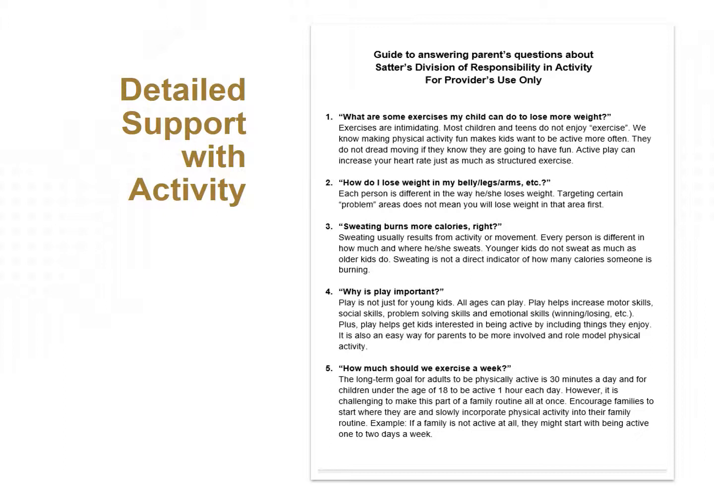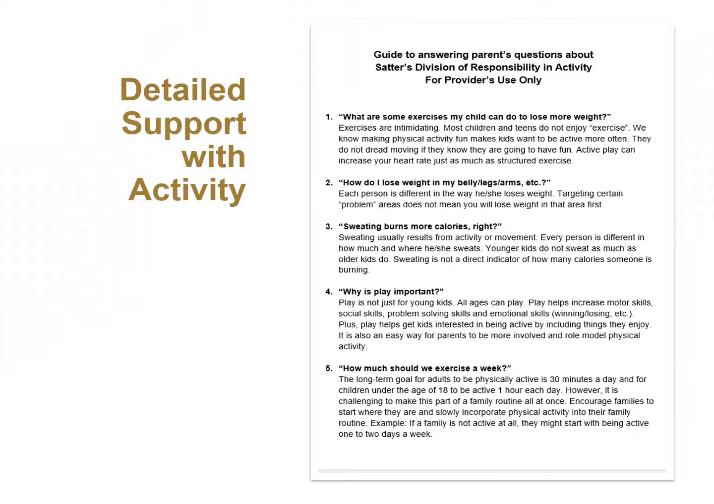So in a similar sense, we have this for providers that guides them with more support when dealing with activity. What are some exercises my child can do to lose more weight? And again, this gives you an opportunity to take it off of the idea of exercise, which can become intimidating to children and even something negative that they don't enjoy, but focus on activity, while also having structure with the activity, planning times that they can go be active with you or friends and other family members together to the point that they really get to enjoy it.